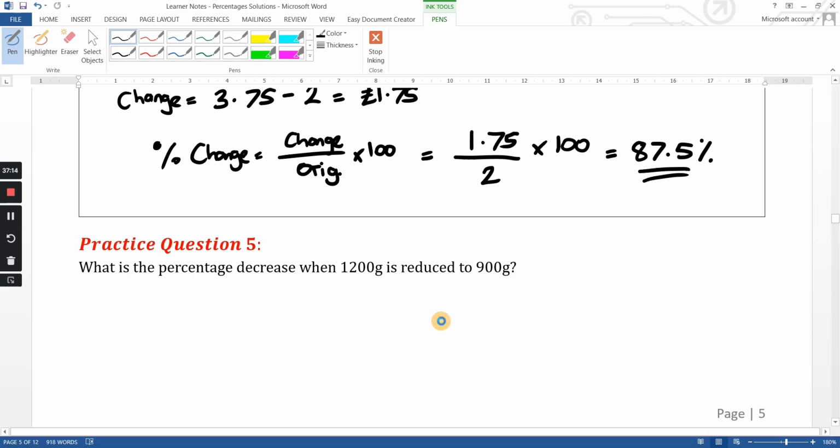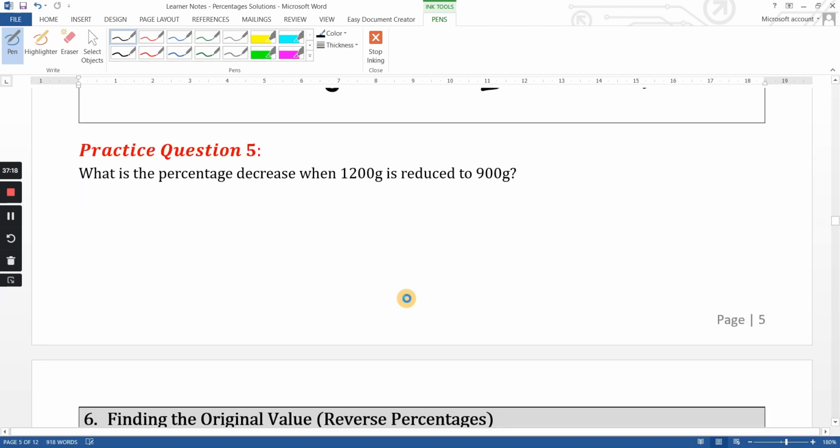Let's have a look at this answer then. What is the percentage decrease when 1,200 grams is reduced to 900 grams? Again, what's the change? It's gone from this to this. When you do the difference between two numbers, you always do the bigger one, take away the smaller one.